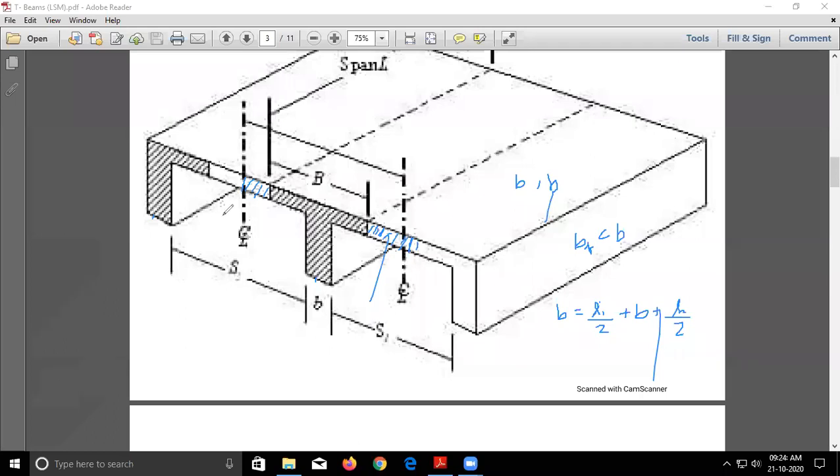Is this clear, everyone? Yes. Okay, fine. So now let us move ahead.